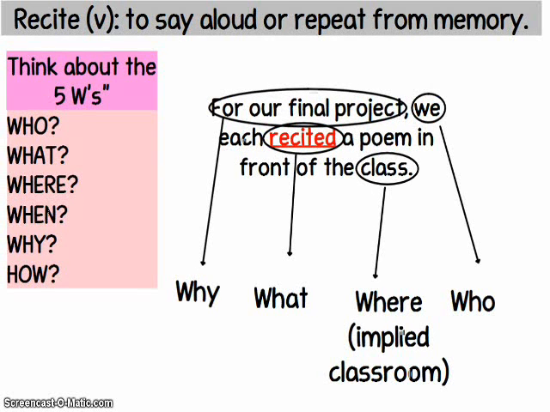In our example sentence, we can see that for our final project tells you why. The we tells you who. Recited is the what, and the word class is telling you where. It's implying, since you're in front of the class, that you're within a classroom.